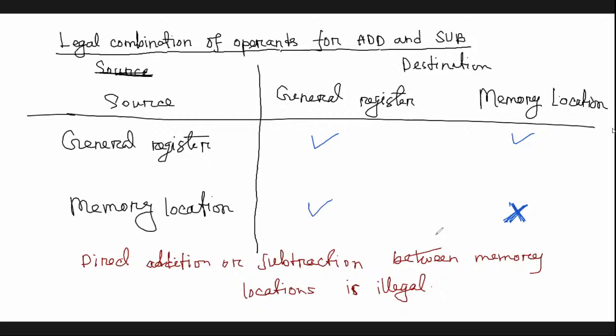So can you give an example of that? That you cannot add or subtract between two memory locations. What will be the example for that?